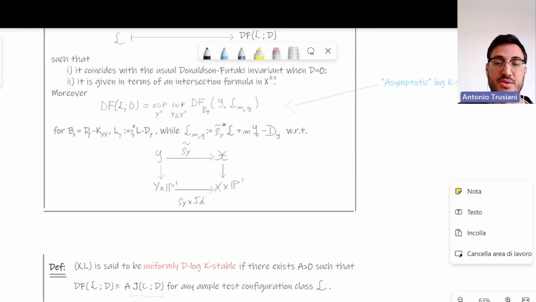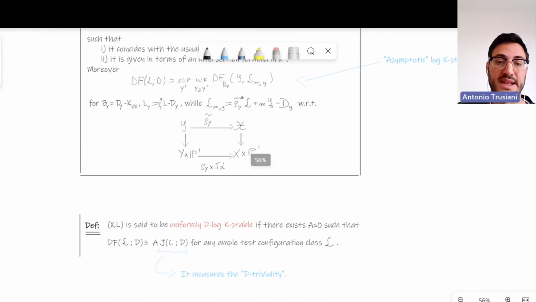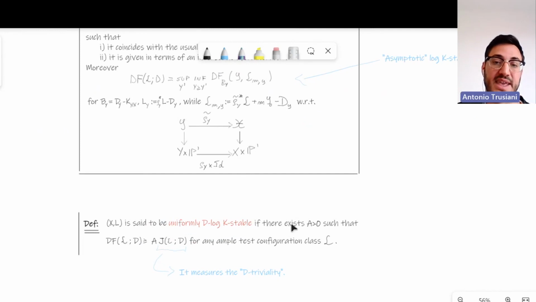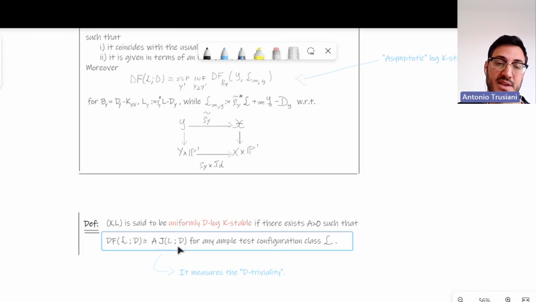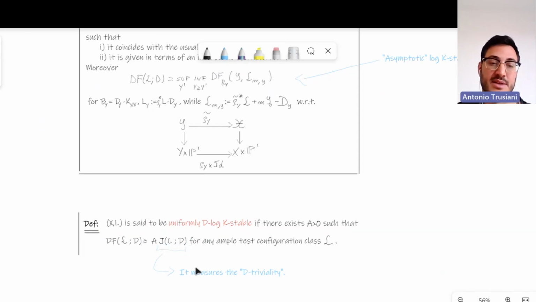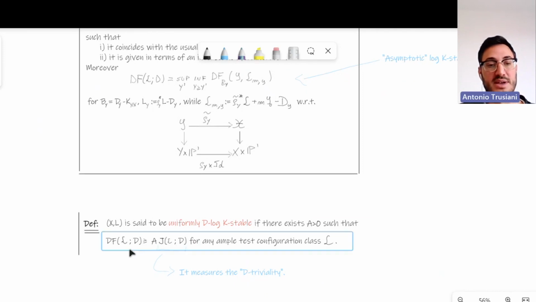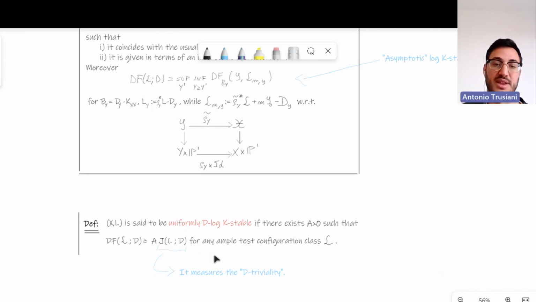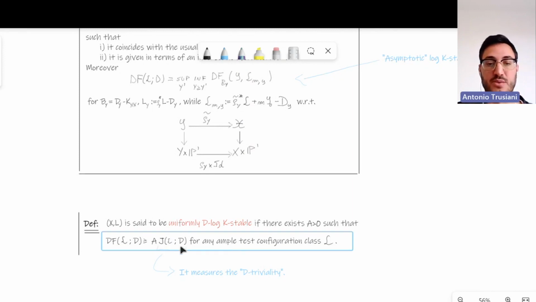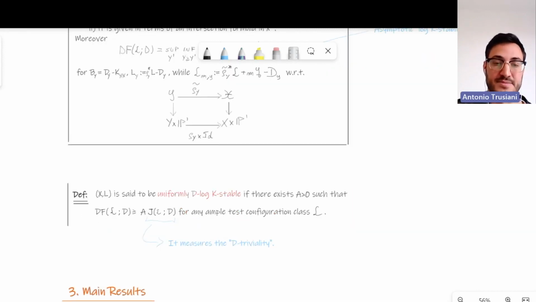And as you can imagine, now we can define uniform D-log K-stability if there exists an A such that this Donaldson invariant dominates a measure of D-triviality, that is J_LD, which can be read analytically in a nice way, and can always be expressed algebraically as an intersection formula. And this inequality produces uniform log K-stability if you have it for any ample test configuration class.